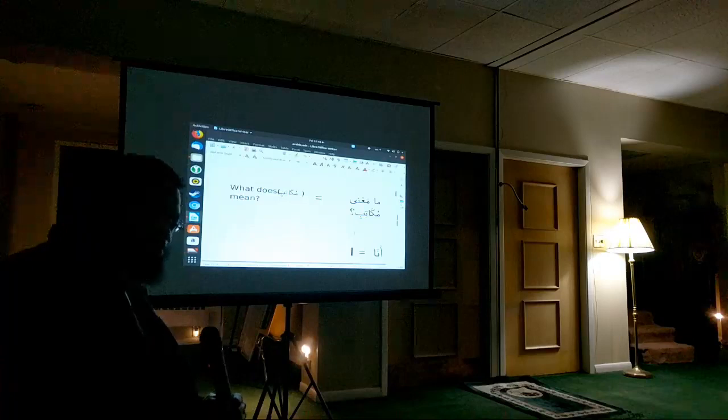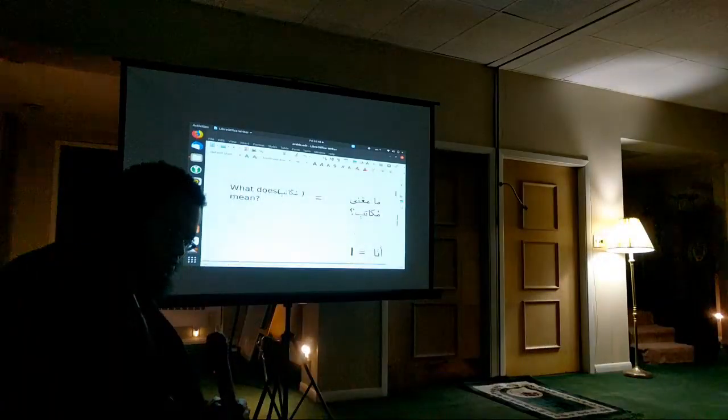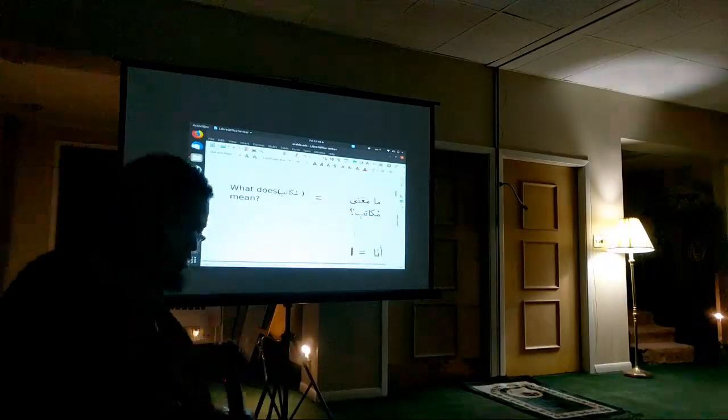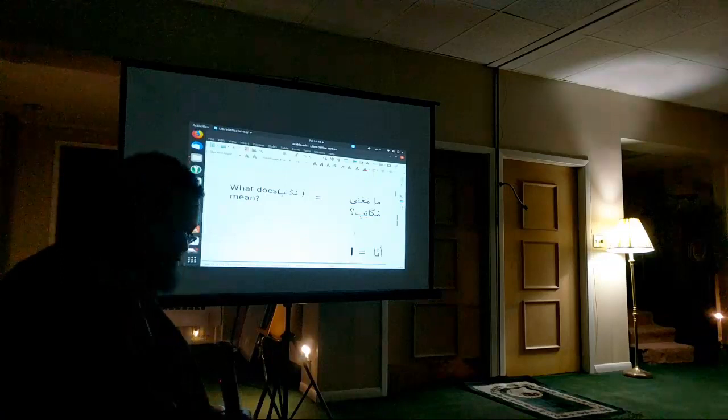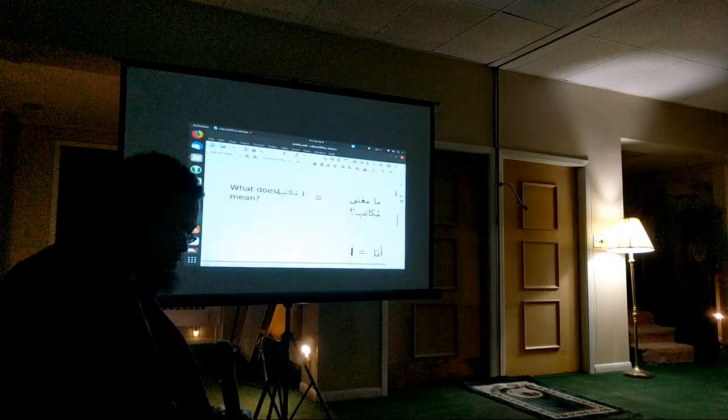Allahu Akbar, Allahu Akbar, Allahu Akbar, Allahu Akbar. Ashhadu an la ilaha illallah. Ashhadu an la ilaha illallah. Ashhadu anna Muhammadan Rasulullah. Ashhadu anna Muhammadan Rasulullah. Hayya as-salah, hayya as-salah. Hayya al-falah, hayya al-falah. Allahu Akbar, Allah.